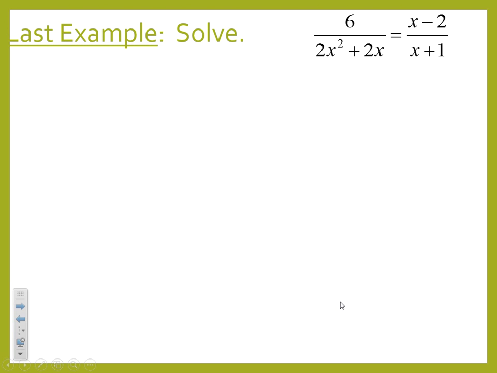In this last example, pause the video and you try to do it on your own. Hopefully you've worked it out. So now let us check to see if you've done it correctly.